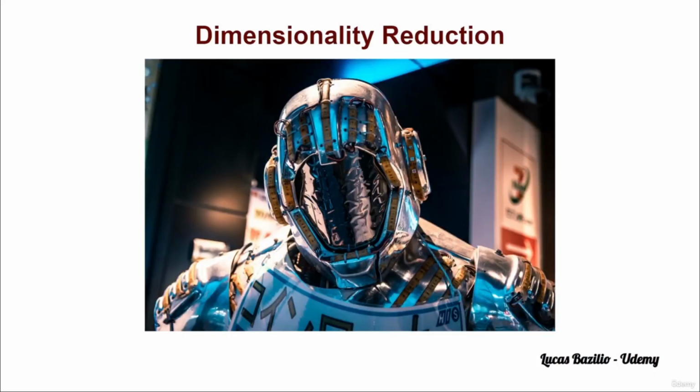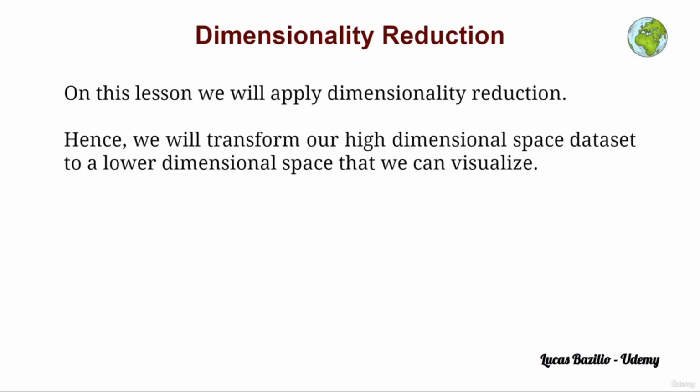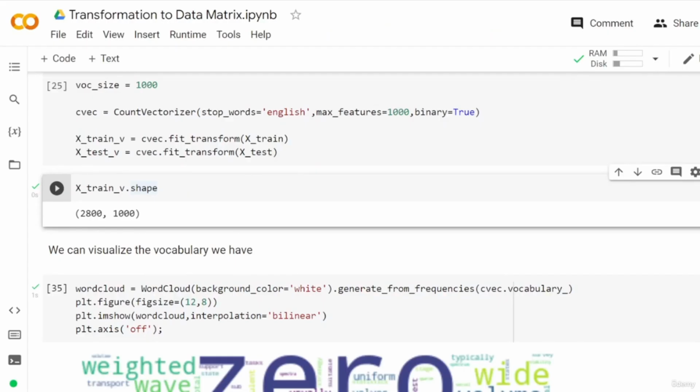Hey everyone! In this lesson we will apply dimensionality reduction to our dataset. That is, we have a dataset with a high dimensionality, we have lots of dimensions. Remember, we had a total of 1,000 dimensions. The dimensionality of a dataset is given by its number of columns. And we have a total number of 1,000 columns, right? So we have 1,000 dimensions.